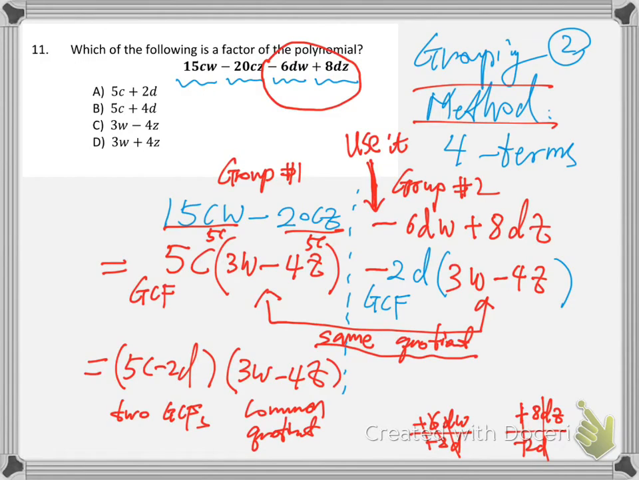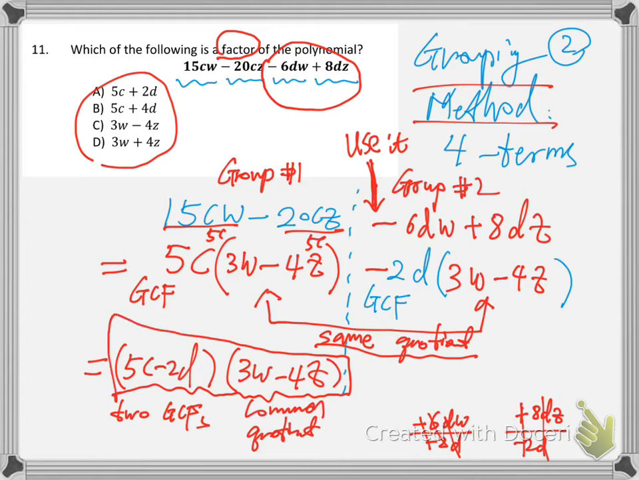I forgot to talk about the answers of this question. You have four choices, A, B, C, D. Which one is a factor of the given polynomial? After you got the answer, (5c minus 2d) times (3w minus 4z), one of them will be the answer. Looking at the first, 5c minus 2d is not in there. So 3w minus 4z is the answer. The answer is C.